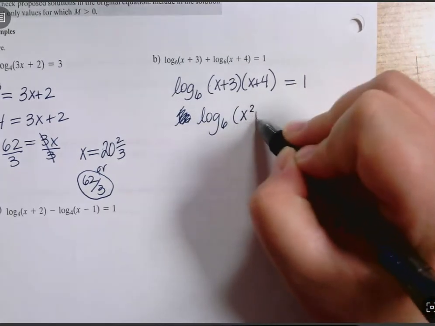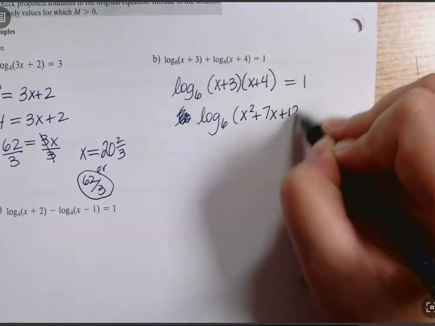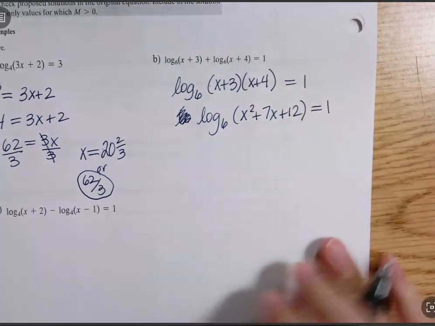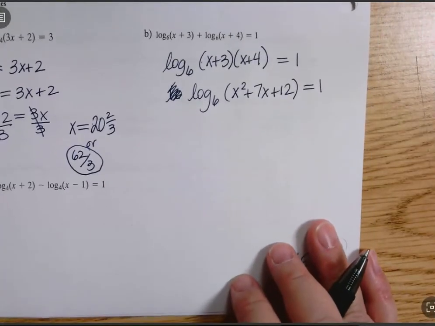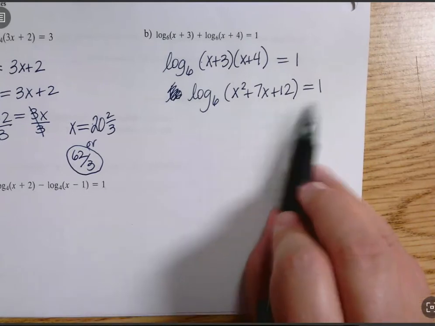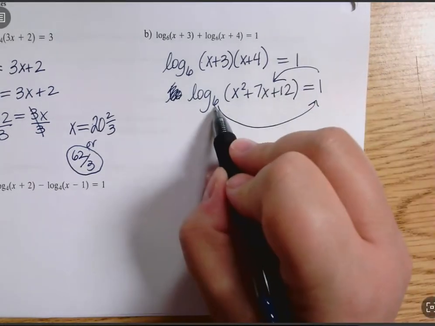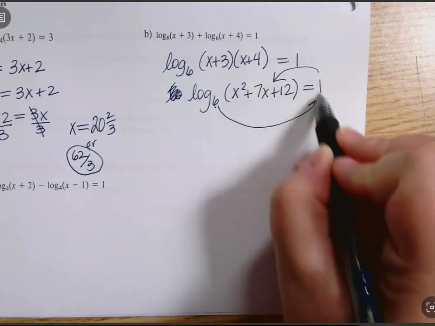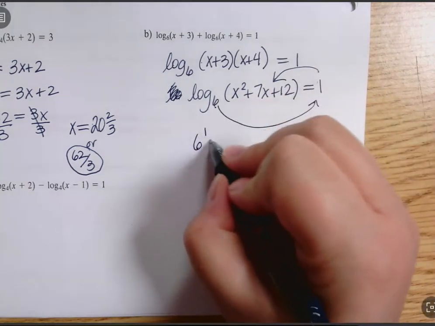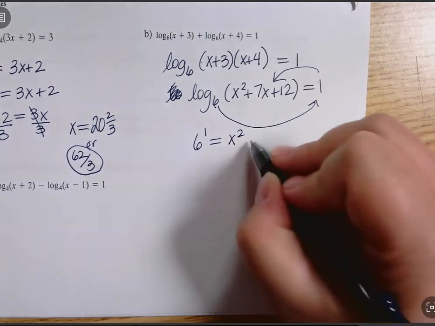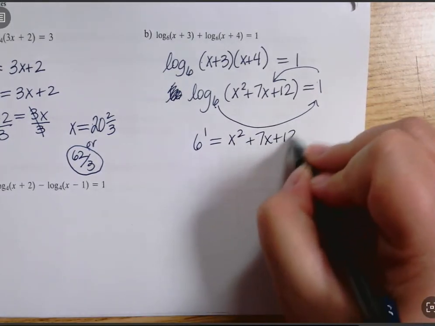So this is x squared plus 7x plus 12. I used FOIL or the distributive property to multiply those. And now I'm going to rewrite 6 to the first power equals this. Log base, answer equals exponent. So 6 to the first equals x squared plus 7x plus 12.